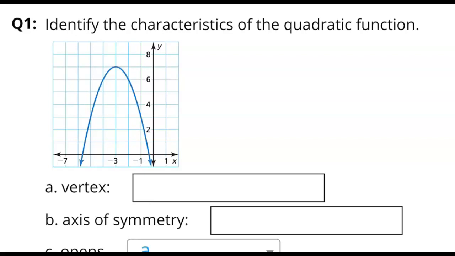And we need to figure out, okay, what information can I get from this graph just looking at what we have without having an equation? So the first thing I want to find is the vertex. Remember, the vertex is the very bottom or the very top of a parabola, depending on which way it's opening. And so here it would be the very top. So my vertex is right up here.